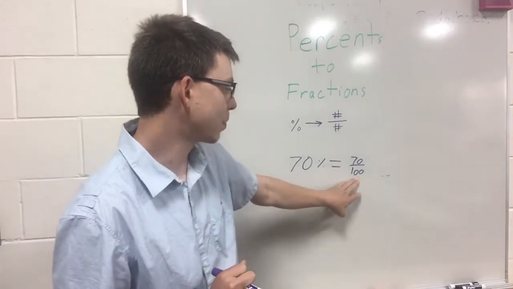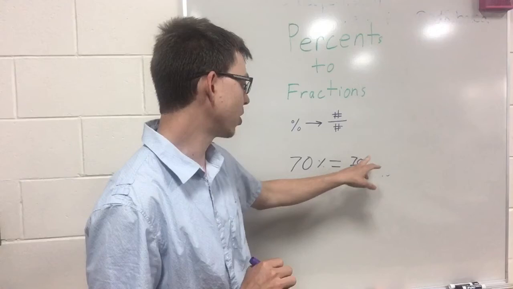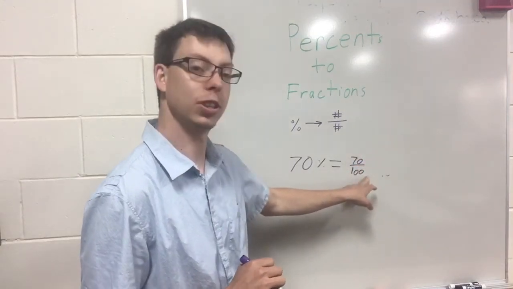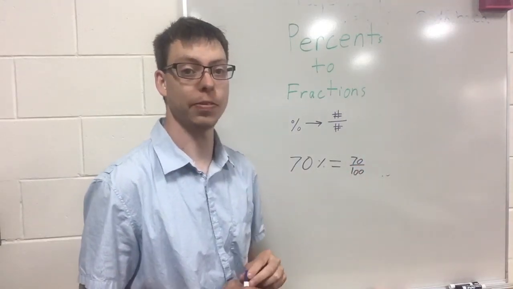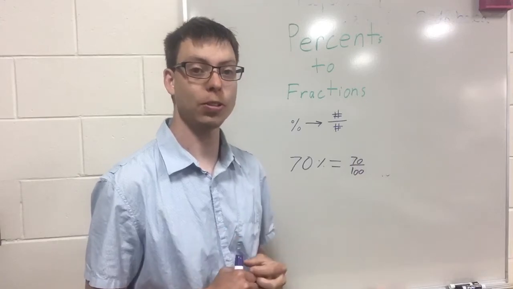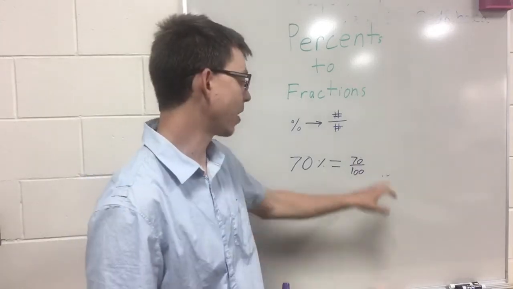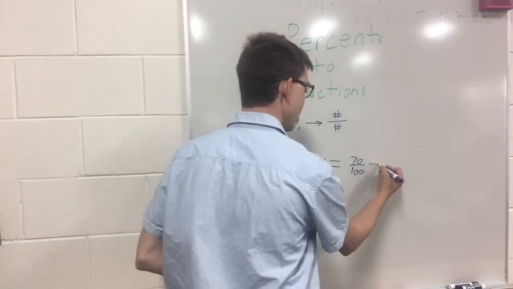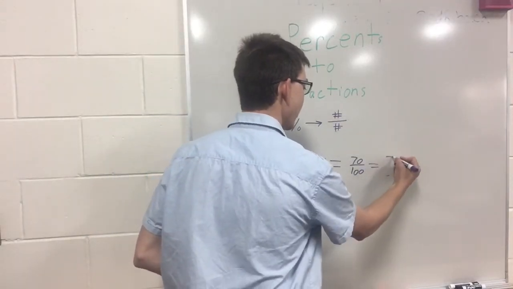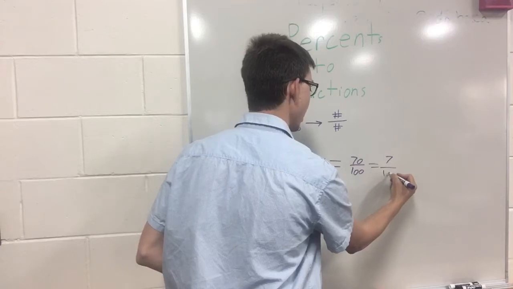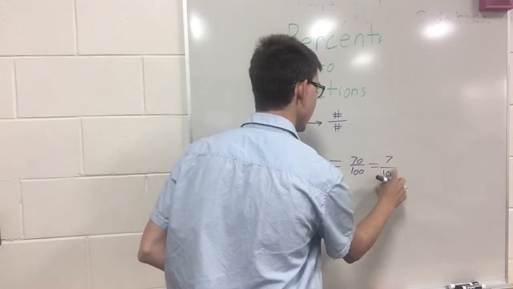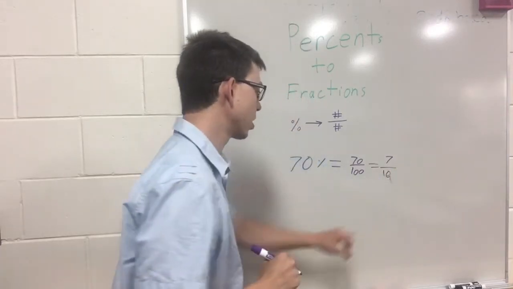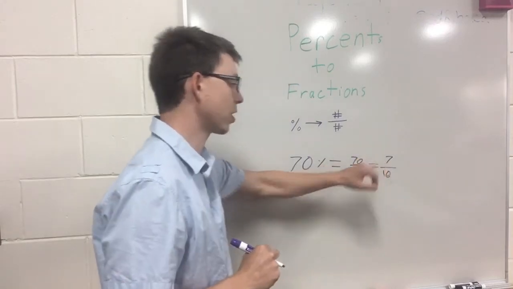And now I want to simplify this. And I can tell that both these have an extra 0, meaning they are both a multiple of 10. So we're going to take both those numbers and divide them by 10. Whatever you do to the top, you do to the bottom. So 70 divided by 10 is 7, and 100 divided by 10 is 10. Okay? So we have 7 over 10.